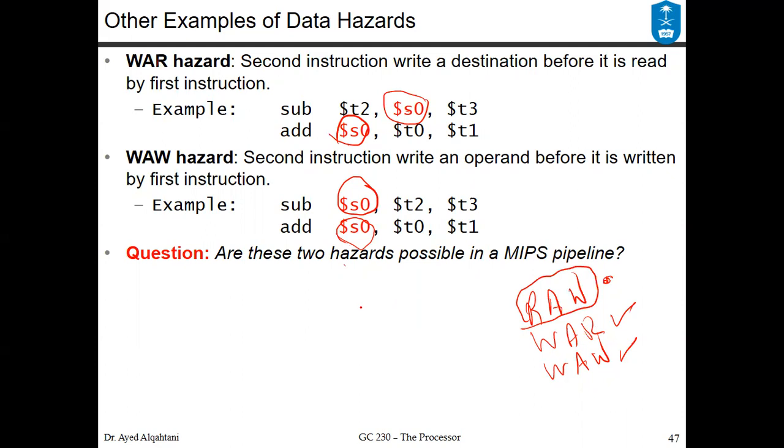Also, you might think, why don't we have RAR, or read after read? This will definitely not cause any problems. The problems happen if an update happens, and an update happens only when you have a write somewhere. So this doesn't cause any problems in any architecture.